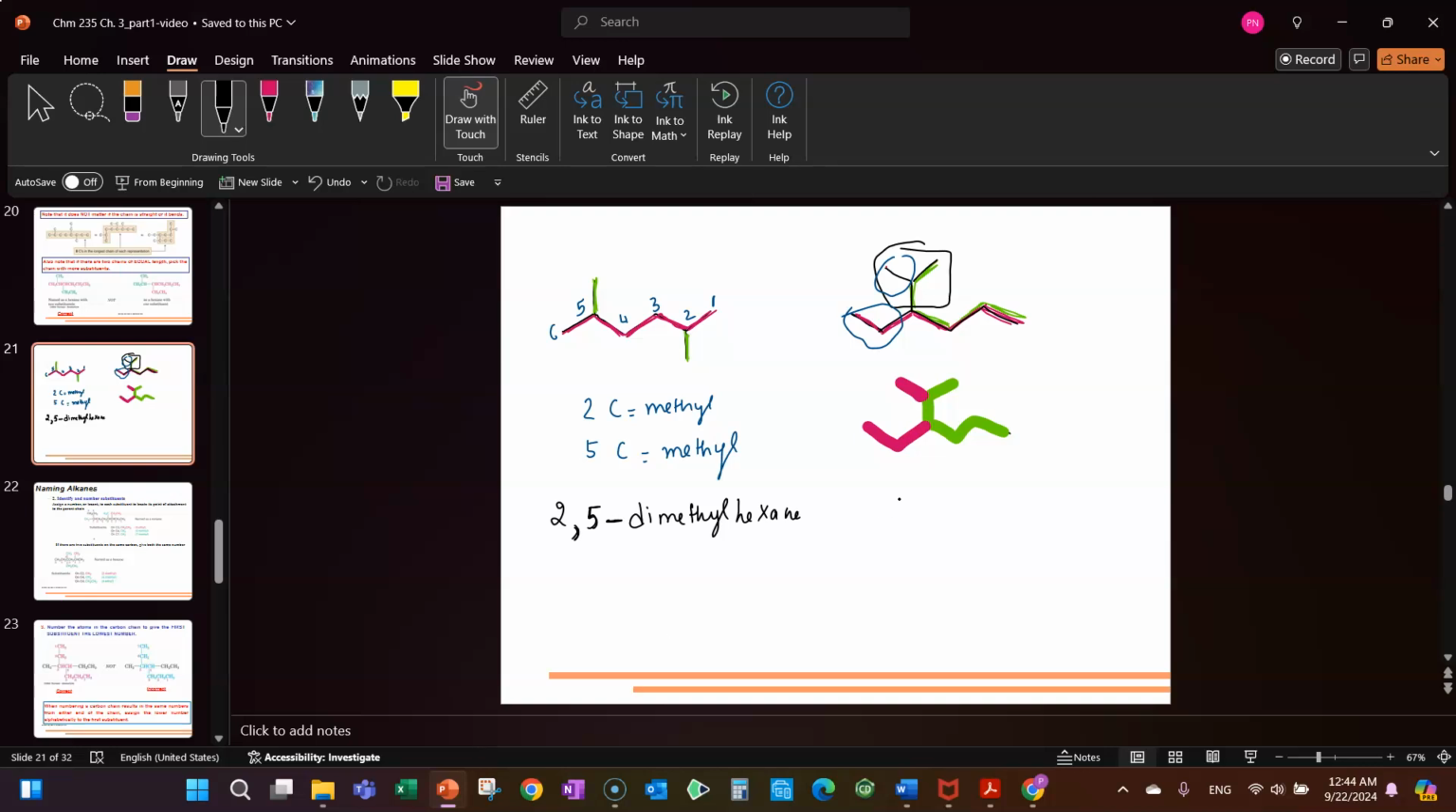We are ready to name this one now. Here again, you have to start numbering from that end which will give you the lowest number to the substituent. So if you start from the top here, you will give this 1, 2, 3, 4, 5, and 6. If you had started from this other end, then you would have had 1, 2, 3, 4, 5, right? Which will be 4 and 5, higher numbers to the substituents. So we will not start numbering from the right side, but from the left side, or from the top here. Okay, so now we are ready to name this one. Now you have a methyl group at the second carbon atom.